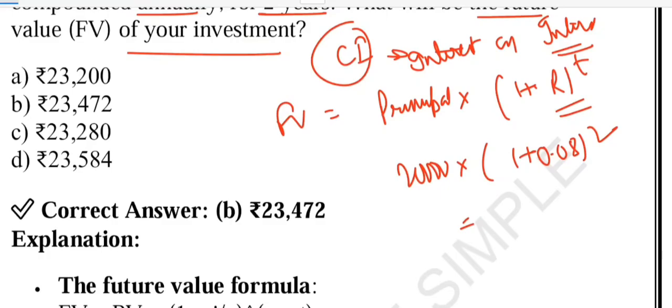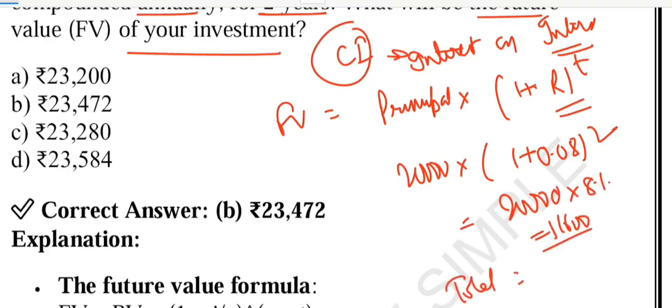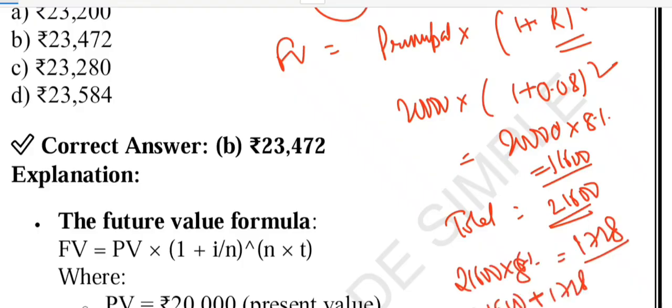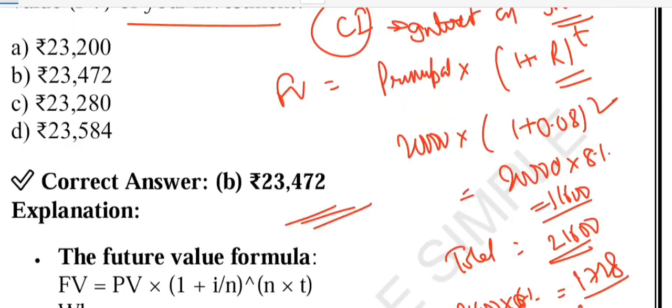So what will be the interest for first year? Interest for first year will be 20,000 multiplied by 8%, which will be 1600. So total will be 21,600. Now what will be the interest for year 2? 21,600 multiplied by 8%. That will be 1728. And if you add 21,600 plus 1728, this will give you 23,328. So near about 472. This is the nearest option that we have.